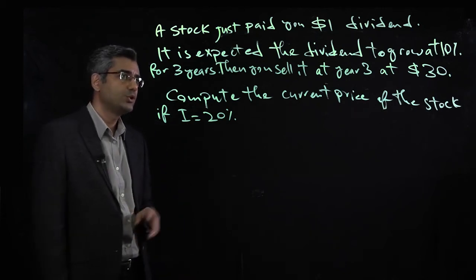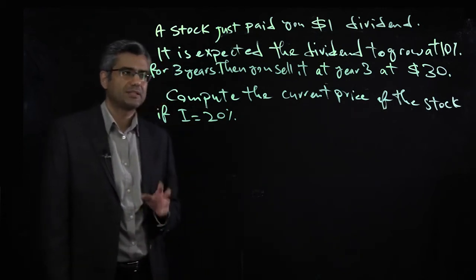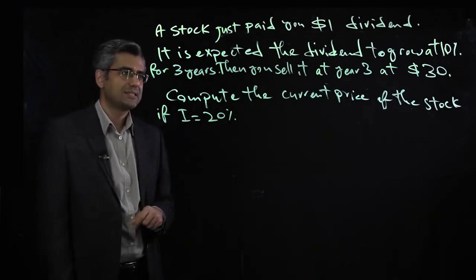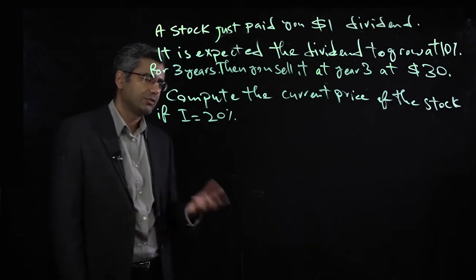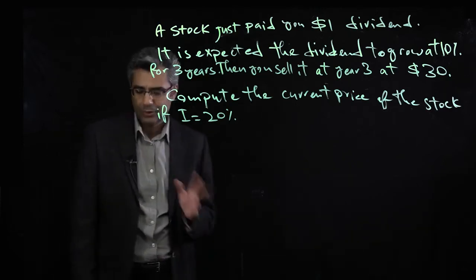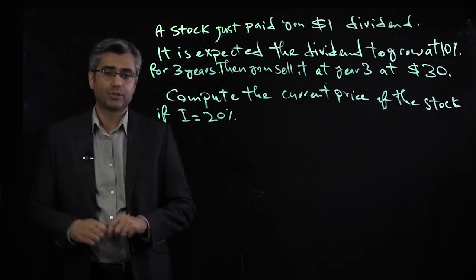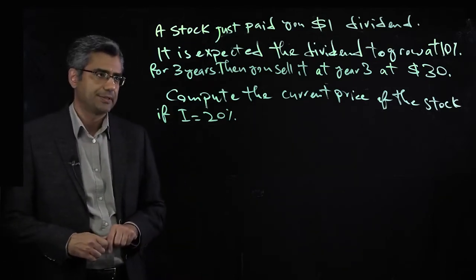A stock just paid you a $1 dividend. It is expected that the dividend will grow at 10% for 3 years. Then you will sell the stock at the end of year 3 at $30 US. Now we want to compute the stock price if your required rate of return is 20%.